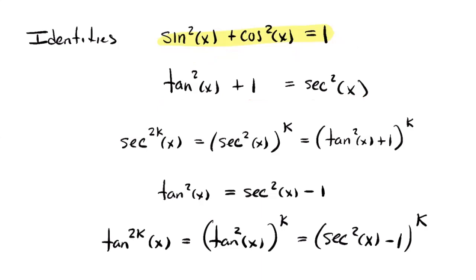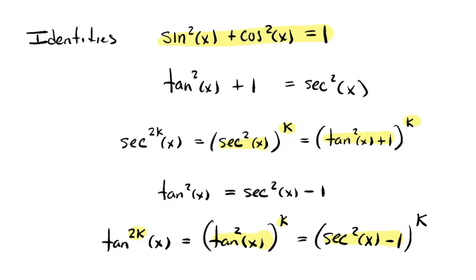And then I'm going to manipulate that. Any even power of secant, I can think of secant to the 2k as secant squared raised to the k. So I can write an even power of secant as a power of tangent squared plus 1. Or if I solve the equation for tangent squared, I can write an even power of tangent as tangent squared to that power, so as secant squared minus 1 to some power. Those are the relevant identities. You probably want to jot down this one and this one before we proceed.